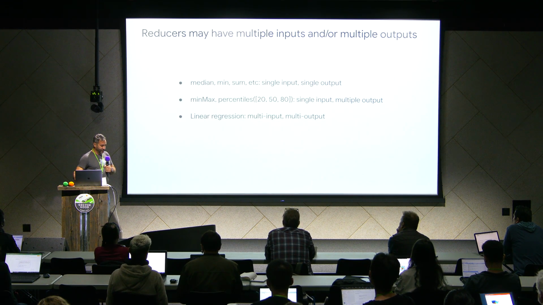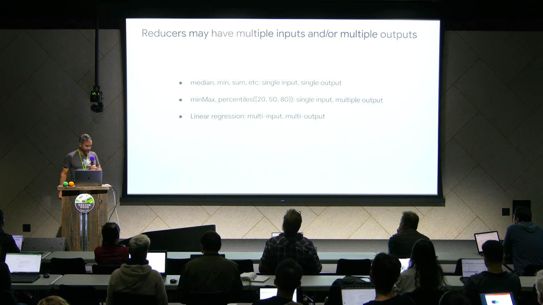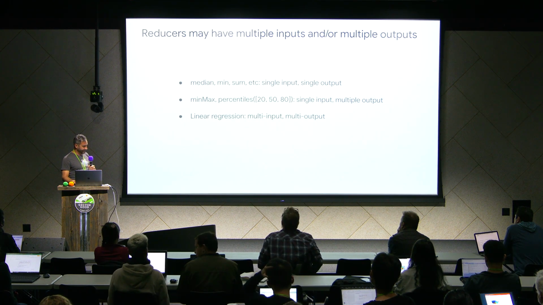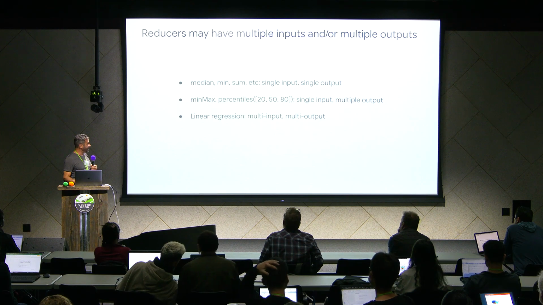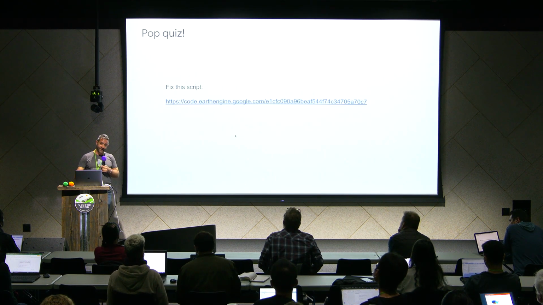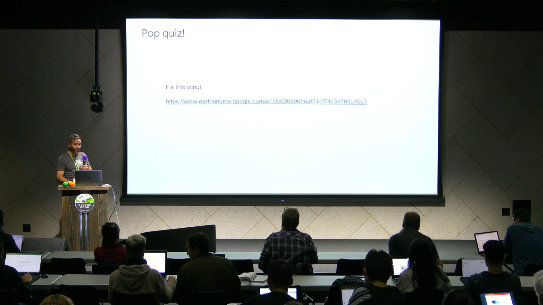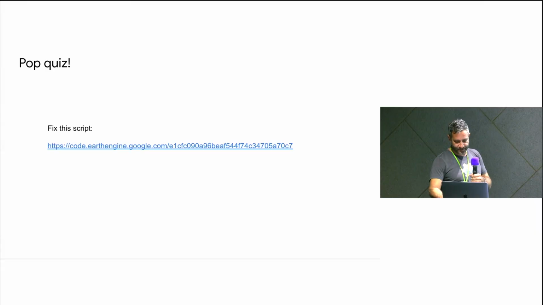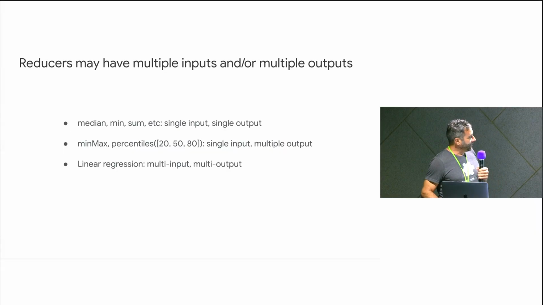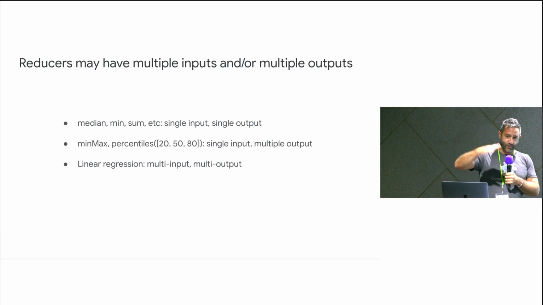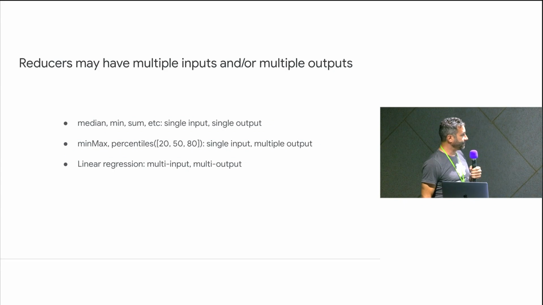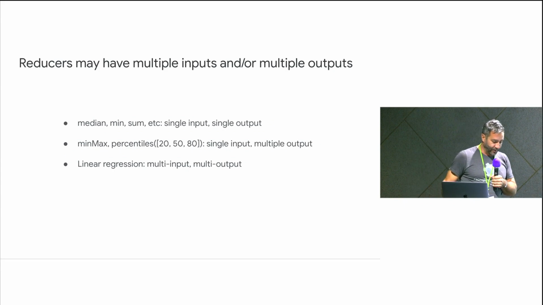Reducers can have multiple inputs and multiple outputs. Reducers like median, min, sum, etc. are single input and single output, but some reducers have single input, multiple output, for example, percentiles. So Noel was talking about percentiles yesterday in the classification 1 class, and you noted that instead of having a single median output, you have a bunch of outputs, and that's useful for classification. There are also reducers with multiple inputs and multiple outputs, such as the linear regression reducer, which we'll talk about in a second.